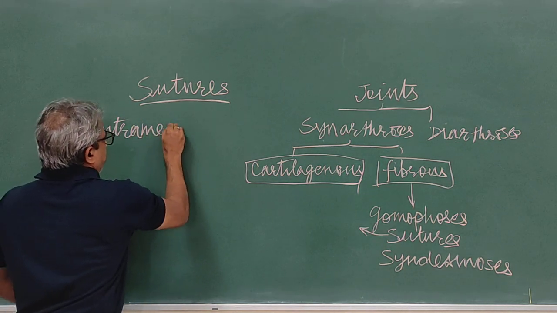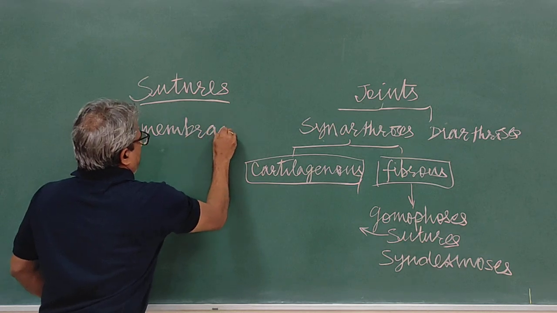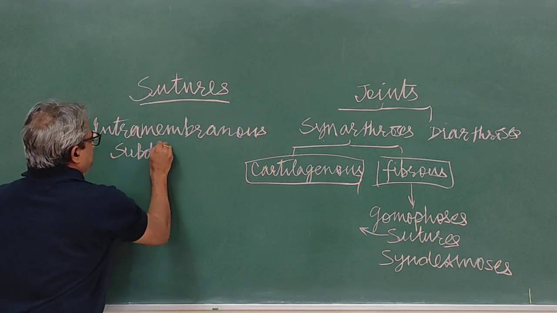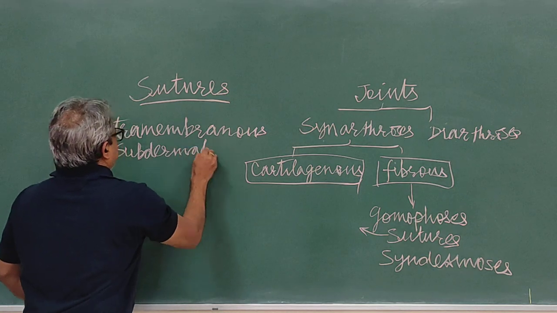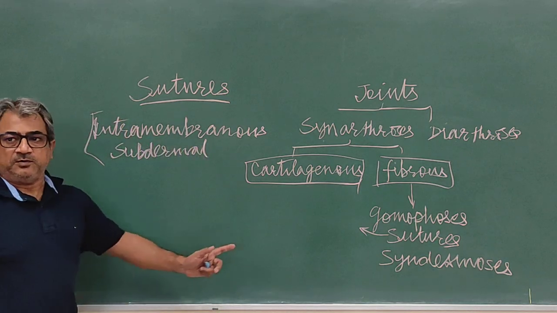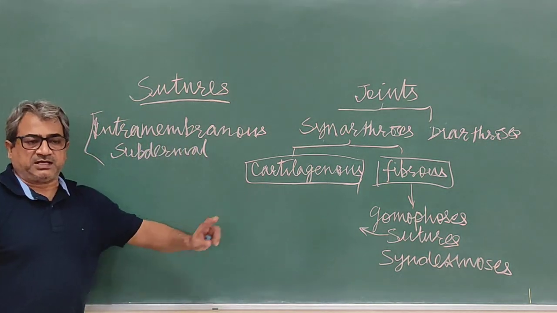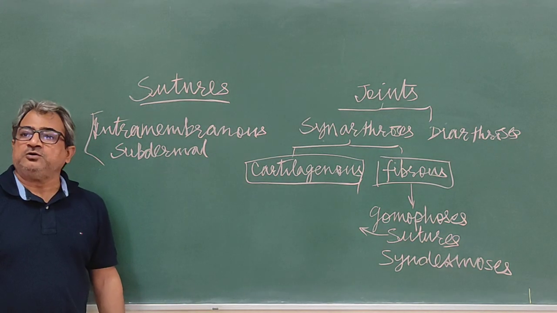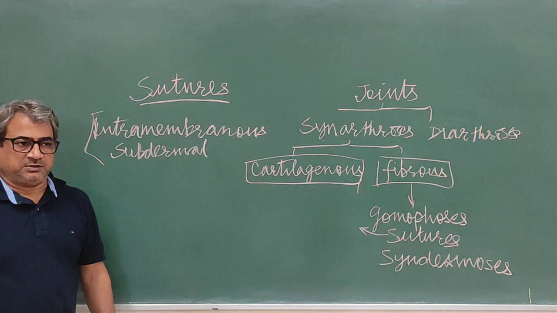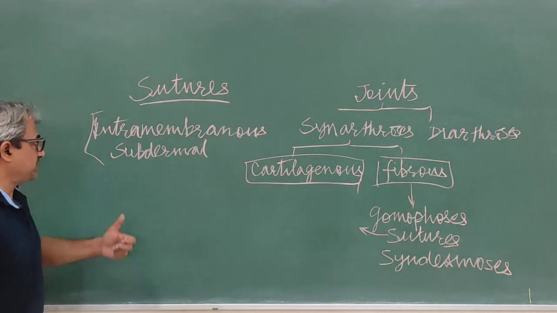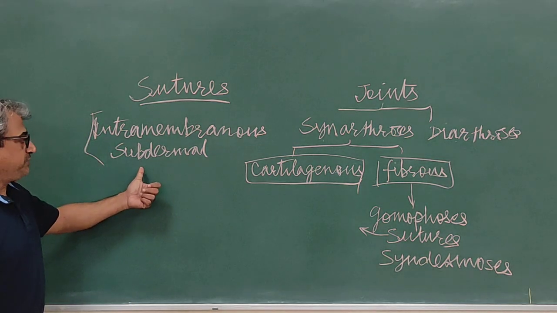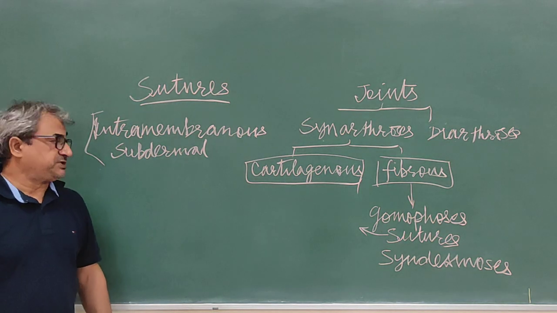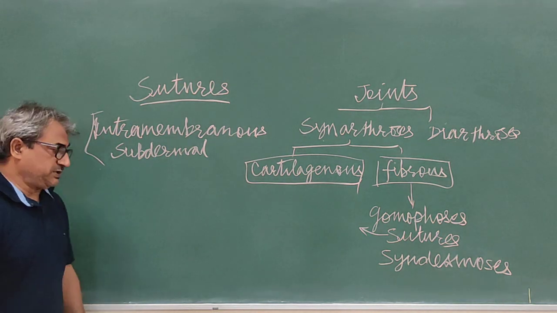Intramembranous ossification, or we also call it the subdermal kind of ossification. So altogether different from the one which is taking place in the synchondrosis, where the endochondral kind of ossification is taking place. So in the sutural joint of the cranial region, intramembranous ossification in the bones is taking place, which is also called subdermal.